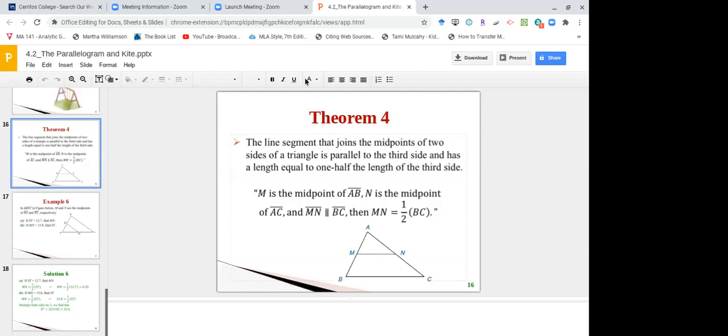Now, the other section that you're going to be looking at is section 4.3. So let me bring that up on my screen, and then let me share it with you. We're going to be talking about the square and the rhombus in that section. So let me bring it up for you right now. It's still loading. It might take a minute.